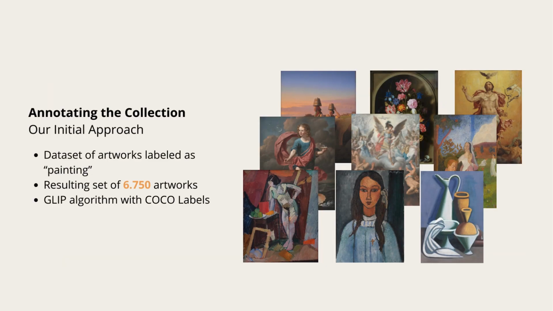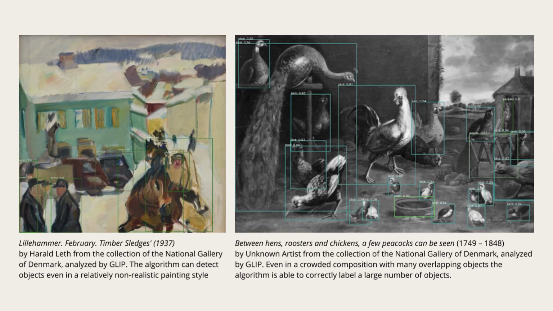As we set out to annotate the digital collection of the National Gallery of Denmark, we constructed a dataset of artworks that were labeled as paintings. This resulted in a set of 6,750 artworks. Our initial approach for the object detection was to use the GLIP algorithm with the COCO labels. This gave impressive results. We found that the model could recognize a wide range of objects, even in crowded scenes and with unclear depiction styles.